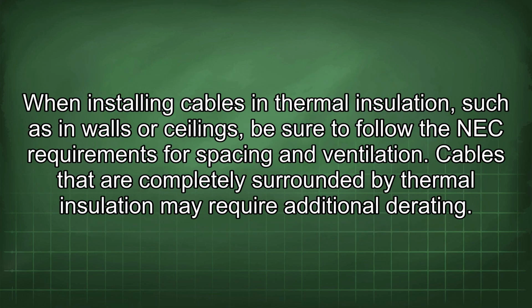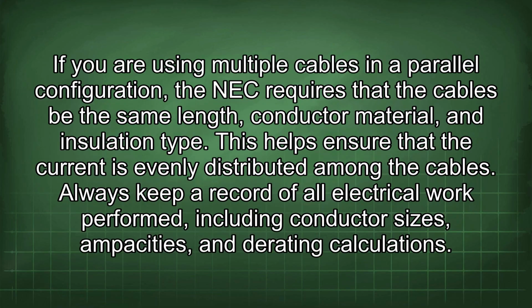310.15(B)(3). When installing cables in thermal insulation, such as in walls or ceilings, be sure to follow the NEC requirements for spacing and ventilation. Cables that are completely surrounded by thermal insulation may require additional derating. If you are using multiple cables in a parallel configuration, the NEC requires that the cables be the same length, conductor material, and insulation type. This helps ensure that the current is evenly distributed among the cables.